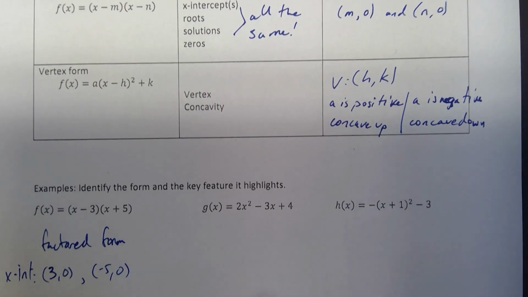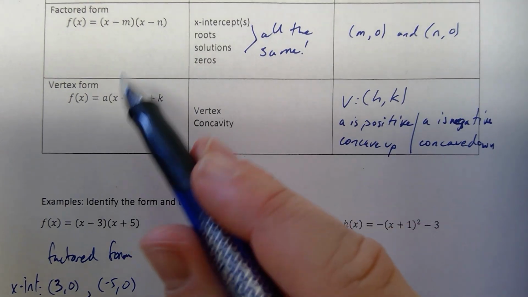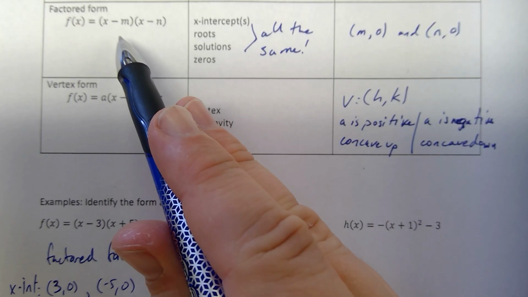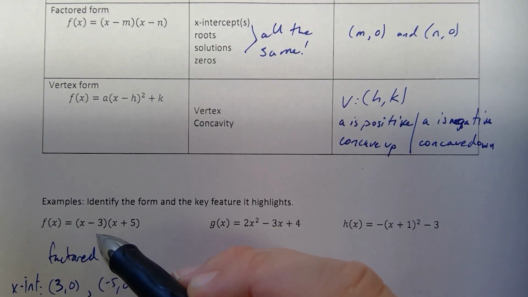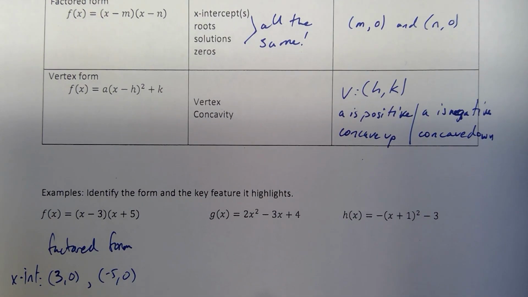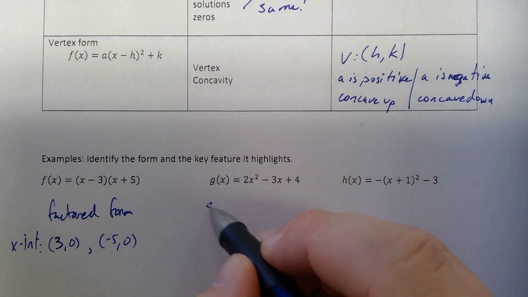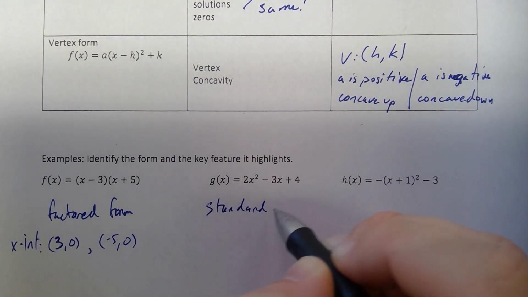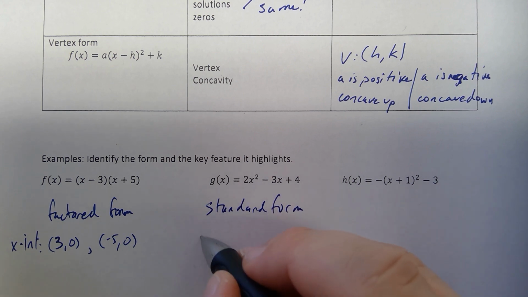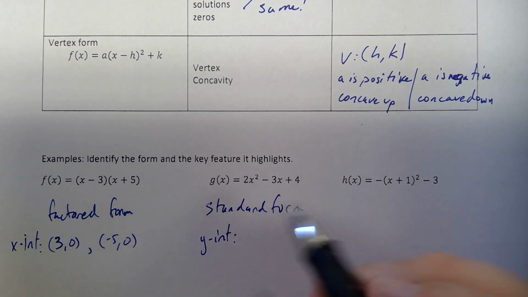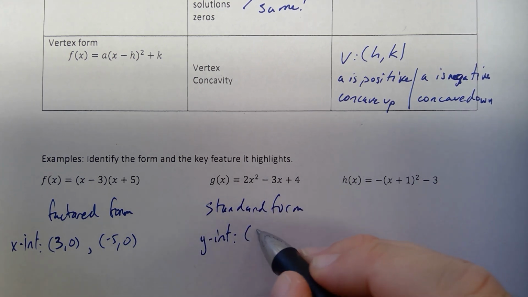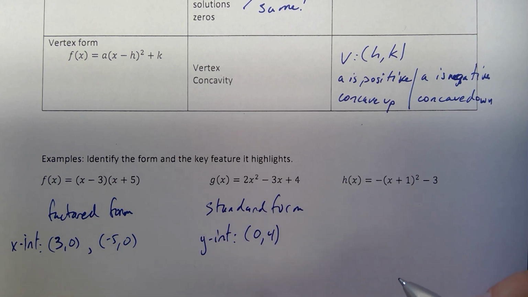Notice how the form I give you for factored form is x minus m, and we want to pull out m, so it needs to be negative just to pull out the number. So the sign should be the opposite sign. We are in standard form here for g of x. So we're going to find our y-intercept. We're going to find c, so (0, 4).